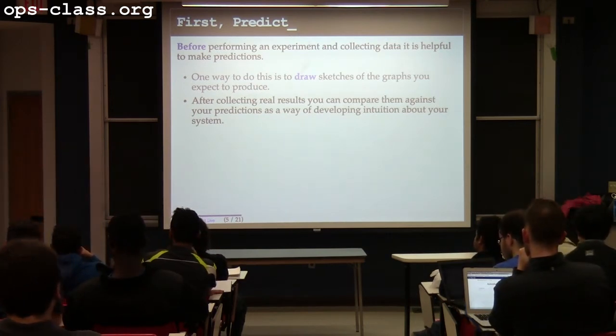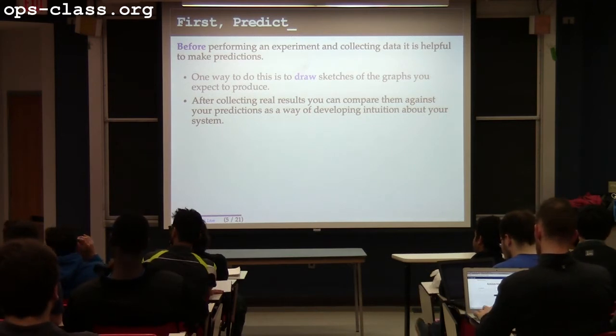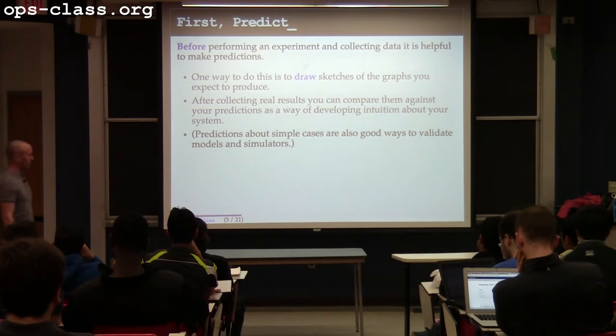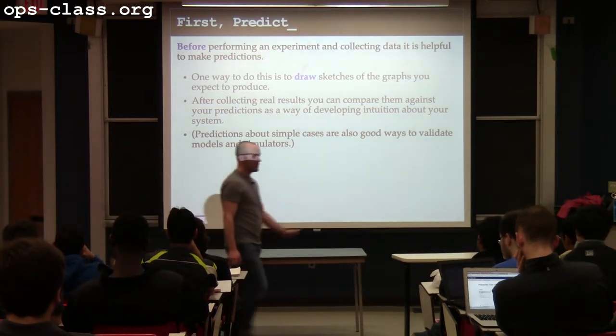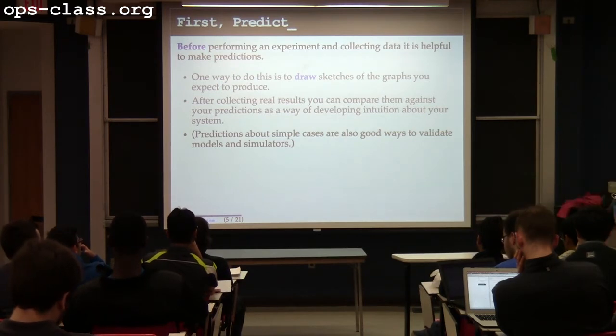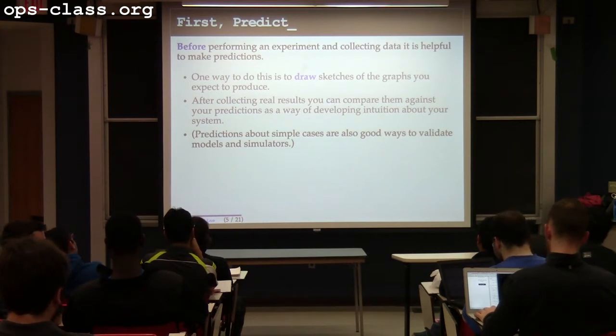Once you start doing what we're talking about, benchmarking and experimenting with systems, this is important. And it's not something that we necessarily always talk about enough in the context of computer science. Okay. And then, when Carl talked on Monday about various tools that you can use to experiment with systems, predictions are also good ways to validate models and simulators. So if the simulator doesn't match up with your intuition and produce results at least along the lines that you predicted, then there may be a bug in that system that you need to fix. Okay.